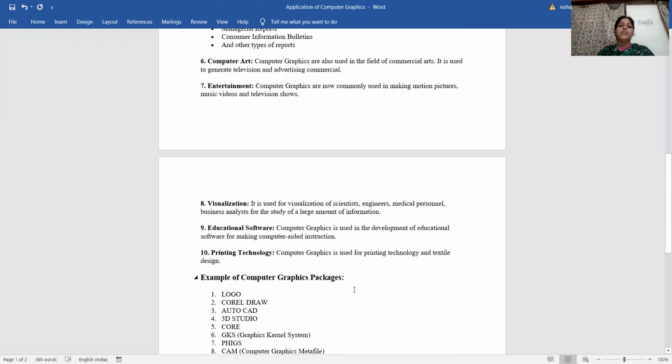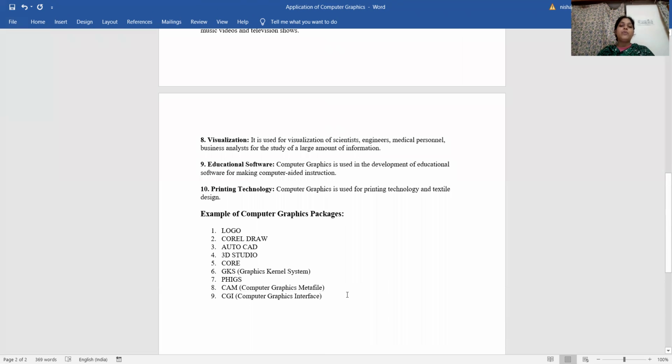The eighth one is visualization. It is used for visualization by scientists, engineers, medical personnel, and business analysts for the study of a large amount of information. And the ninth one is educational software. Computer graphics is used in the development of educational software for making computer aided instruction. Tenth, printing technology. Computer graphics is used for printing technology and textile design.